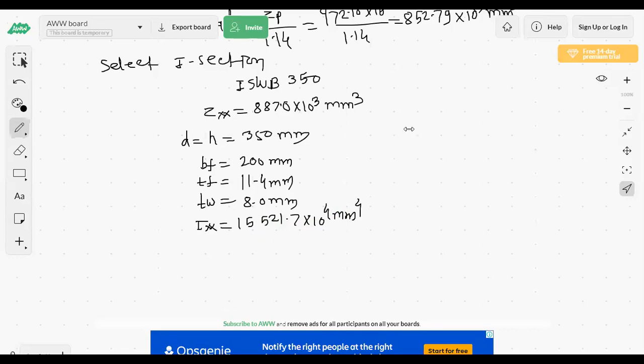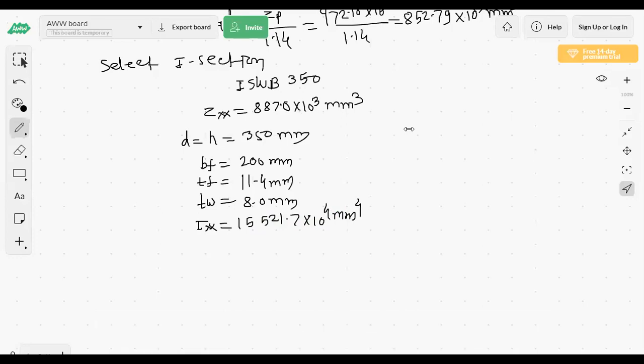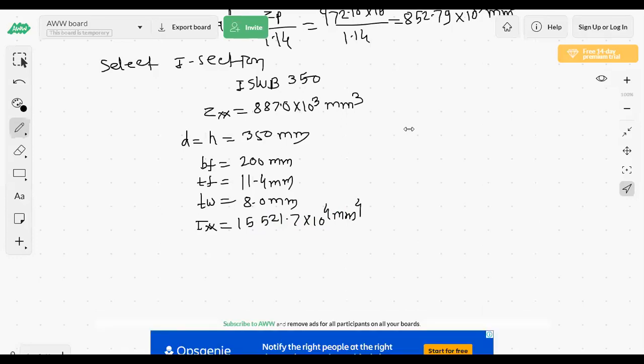No, Swapnil, you have ZP 1176. No, ZP is 887. Swapnil, please verify. This is not ZP. You have put here ZP value 1176. The ZP value here I have written. Please see. So these are the properties. Write down.